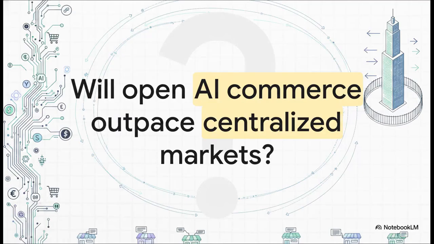So, as we wrap up this explainer today, I want to leave you with something to really chew on. Will open standard AI agentic commerce ultimately outpace the traditional centralized marketplace model? Because as Shopify just keeps integrating advanced AI into this decentralized framework, it literally forces us to rethink the entire future hierarchy of digital retail.